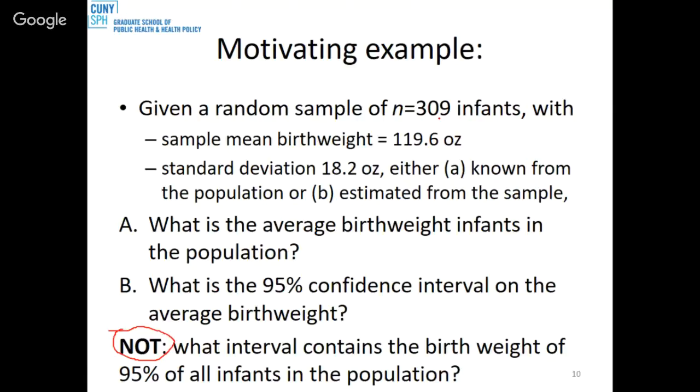Mm-hmm. So isn't the mean 119, not 309? Is it 309 the sample size? Oh, sorry. Yeah, the mean is 119.6. The standard deviation of the individual birth weights is 18.2 ounces.